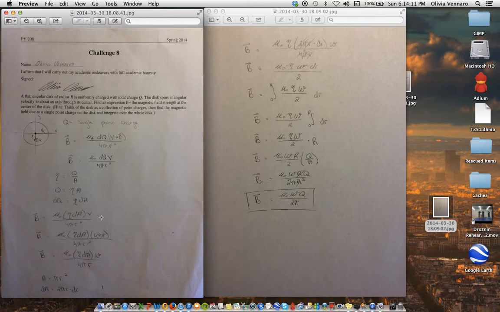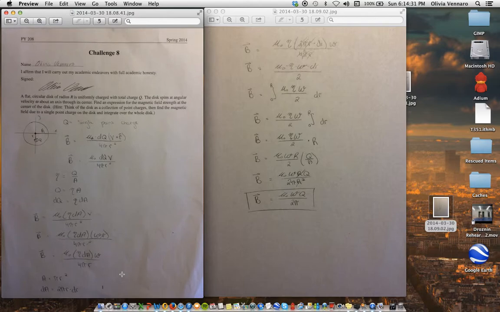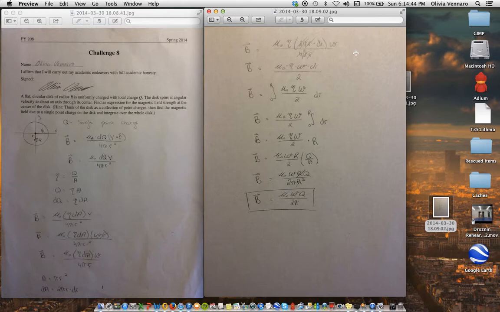Because this is angular velocity, we know that velocity is equal to omega r. And then once that's simplified, we get this. We also know that the area of a circle or disk is pi r squared. And to find the area of a small section of that disk, you just have to take the derivative of pi r squared, which leaves you with 2 pi r dr, which can be substituted into the equation and simplified. Leaves us with this.